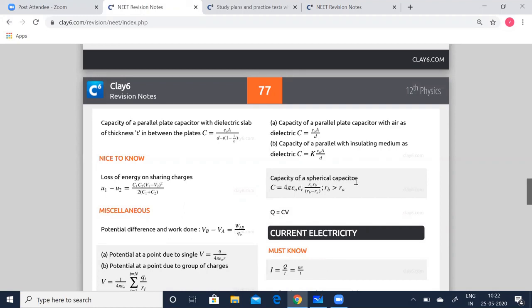Capacity of a spherical capacitor is given by C is equal to 4 pi epsilon 0 epsilon R times RA into RB divided by RB minus RA, where RB is greater than RA. So remember, this is now going to be a spherical capacitor. You take the inner radius and the outer radius into consideration. That is why we have RA and RB, where RA is the radius of the inner ring and RB is the radius of the outer ring.